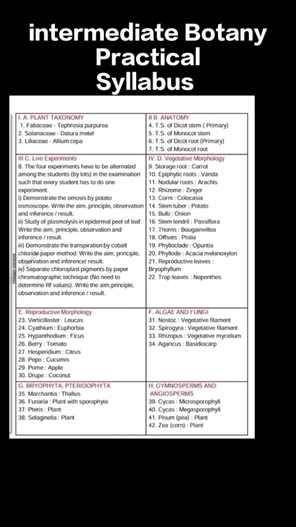So plant taxonomy consists of 3 plants: Teprosia purpurea from Fabaceae family, Datura metel from Solanaceae family, Allium cepa from Liliaceae family. Whereas in B, plant anatomy, section cuttings are there: 4 TS of dicot stem, TS of monocot stem, TS of dicot root, TS of monocot root. Third, C, live experiments.